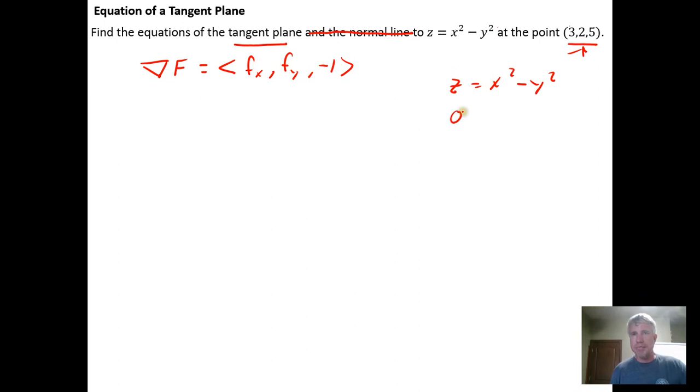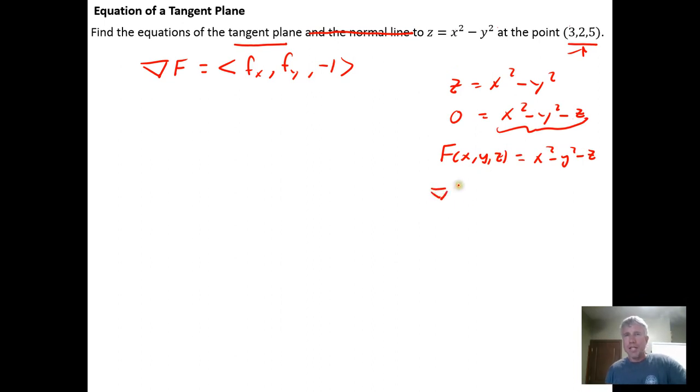And the idea really is that when we have z equals x squared minus y squared, if we subtract the z from both sides, we get 0 equals x squared minus y squared minus z. And then this is our function f of x, y, z equals x squared minus y squared minus z. So if we calculate the gradient of f, the partial derivative with respect to x for the first component is going to be 2x. Partial derivative with respect to y is going to be -2y. Partial derivative with respect to z is going to be that -1.